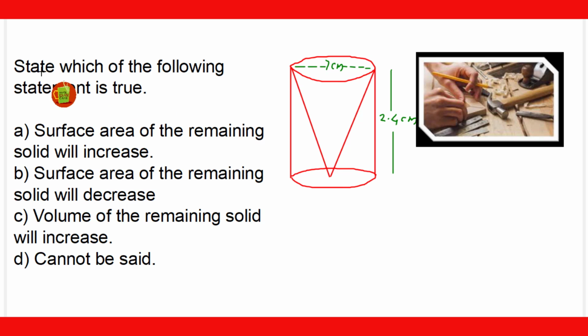The next question is: state which of the following statement is true. The options are: surface area of the remaining solid will increase, surface area of the remaining solid will decrease, volume of the remaining solid will increase, or cannot be said. These are the four options given. Friends, you have to think over this, check which statement will be correct, and write your answer in the comment section.